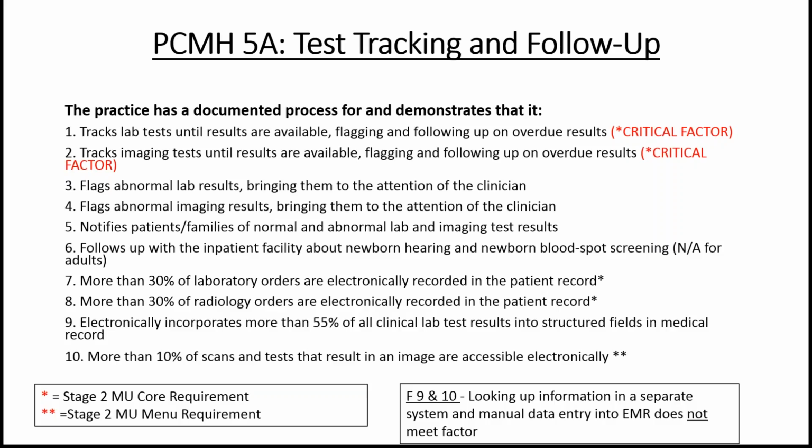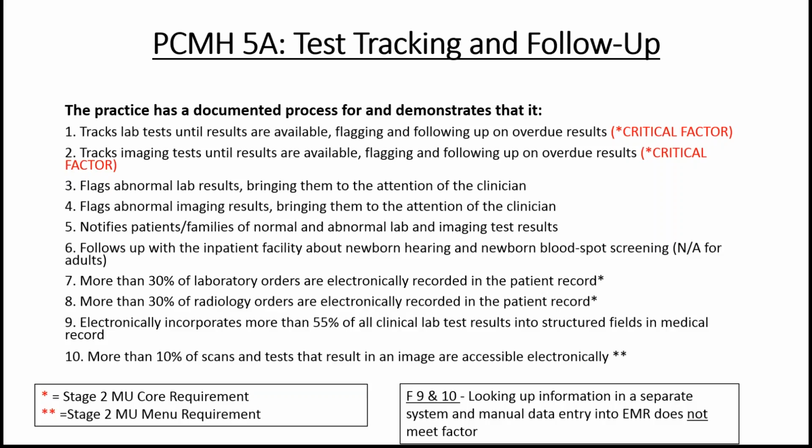Factor 5 is that the practice notifies patients of normal and abnormal lab and imaging test results. So the key thing being there that you're including the normal results. And this is something that is done proactively. It's not putting the results into the patient's medical record to review them at the next appointment that they have scheduled. This is being proactive and informing the patients about those either normal or abnormal results.